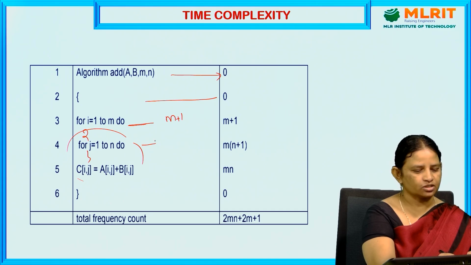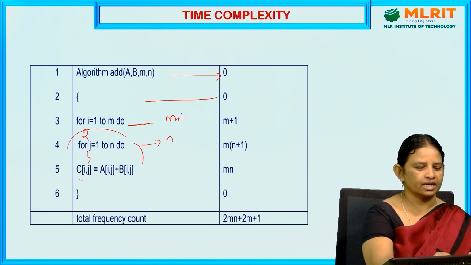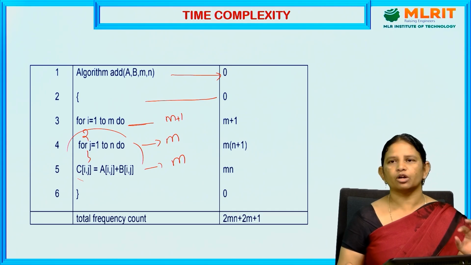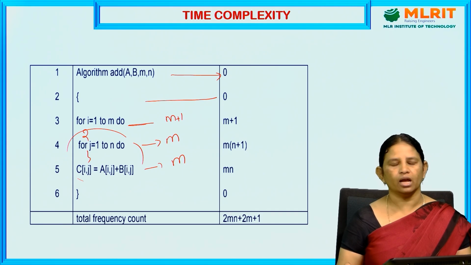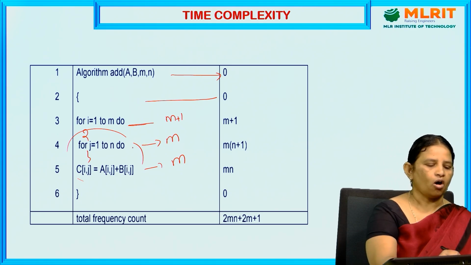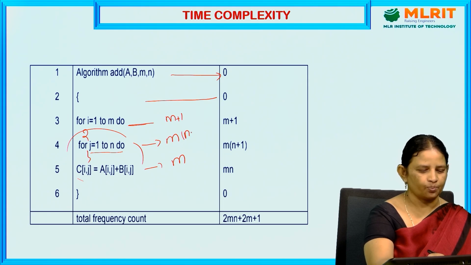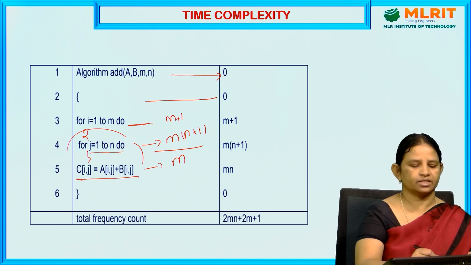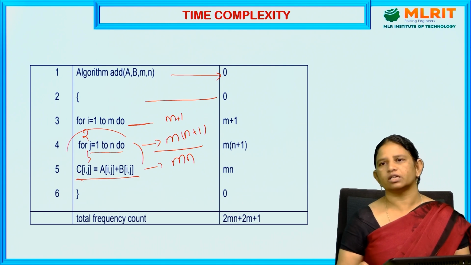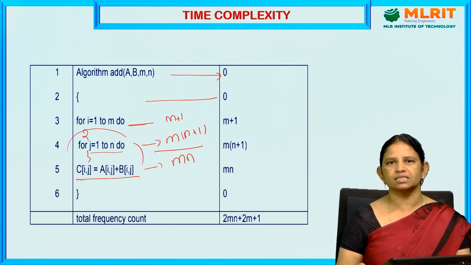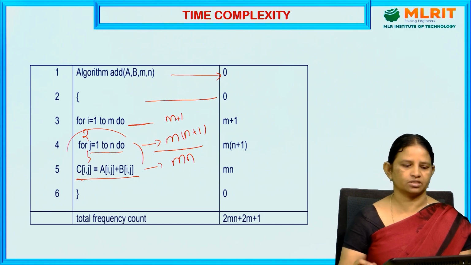If it is m plus 1 times, the statements written inside the body are executed m times. There are two statements present inside the body, executed m times. Then after that, j equal to 1 to n is repeated how many times? M into n plus 1 times. If it is n plus 1 times, what about the body of the statement? n times. So the default is, if it is n plus 1 times, the for loop is repeated n plus 1 times, and the statements written inside the body are executed n times.